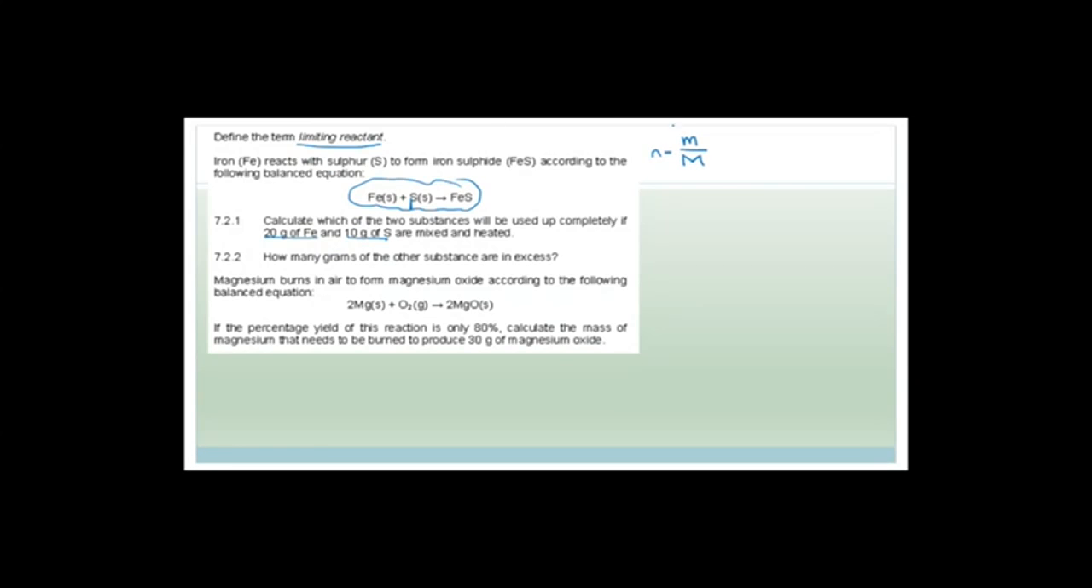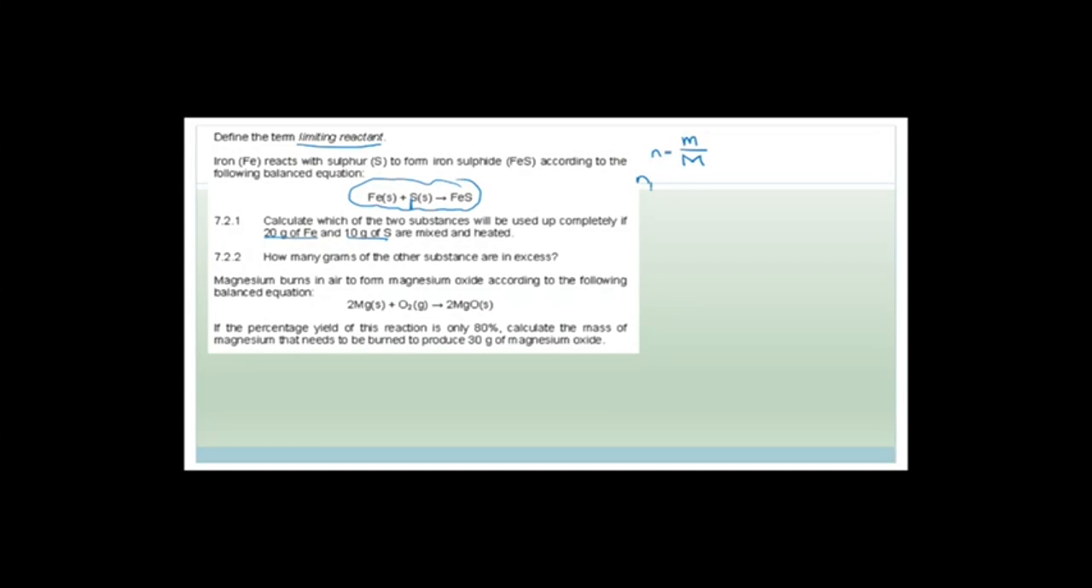We know that theoretically the ratio is 1:1. So 1 mole of iron requires 1 mole of sulfur. 2 moles of iron requires 2 moles of sulfur. 353 moles of iron requires 353 moles of sulfur. Okay, get it? So what we need to do is work out which of these is the smaller number when it comes to moles. So number of moles is mass over the molar mass.